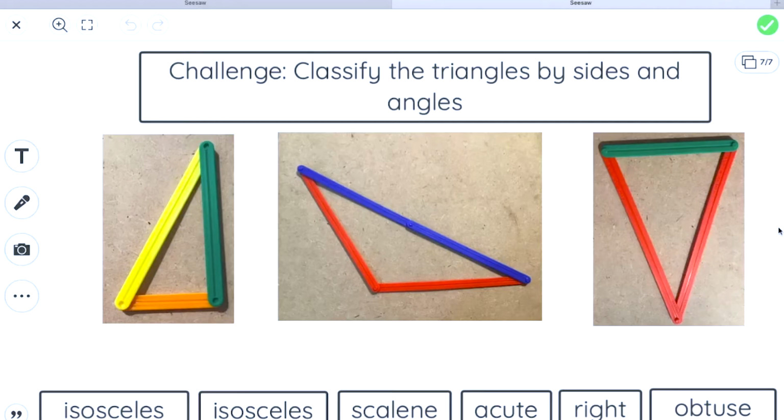The last part of this video is a challenge. You're going to classify each triangle by sides and angles. Take a close look at each triangle. Remember, you are going to give each two names.